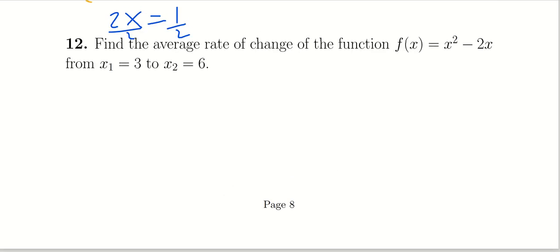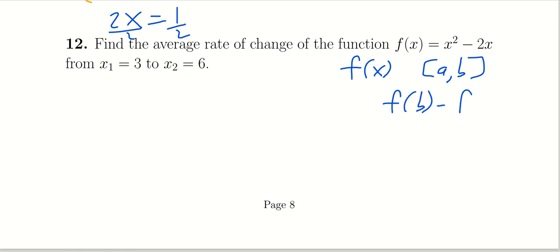For question 12, we're asked to find the average rate of change. Please remember the formula for this one. If you have a function f of x, and you want to find its average rate of change over the interval a to b, that average rate of change is f of b minus f of a divided by b minus a.